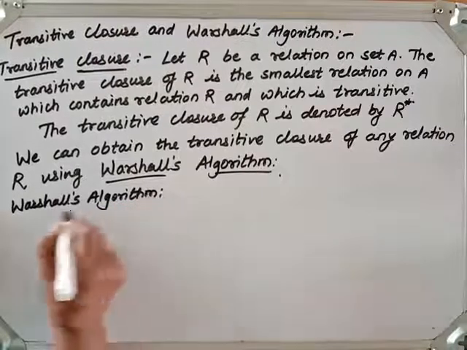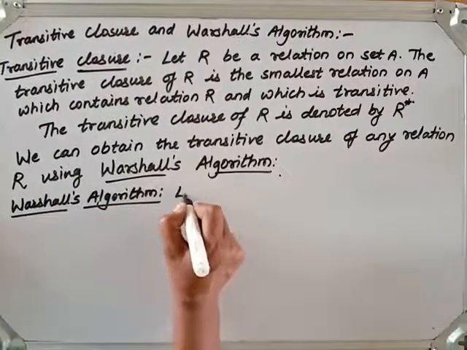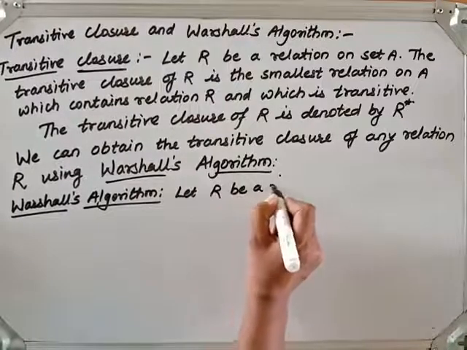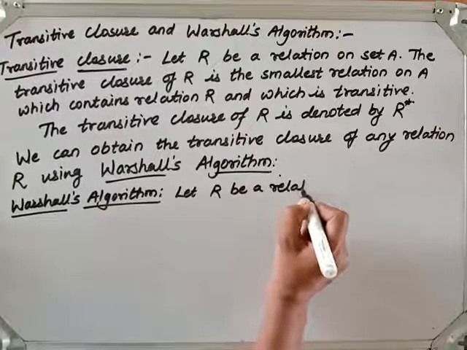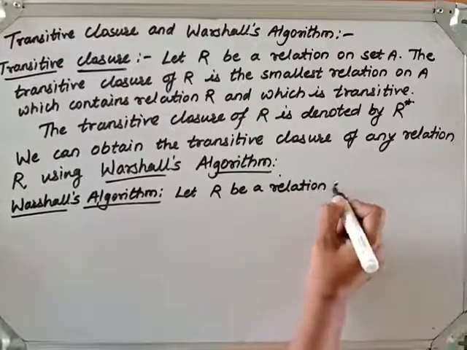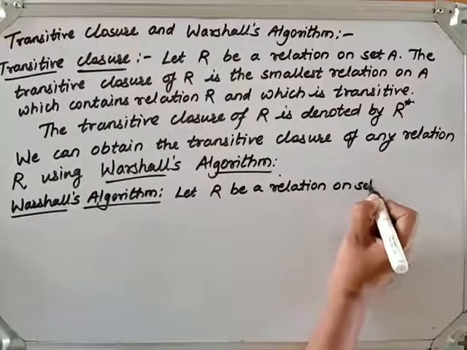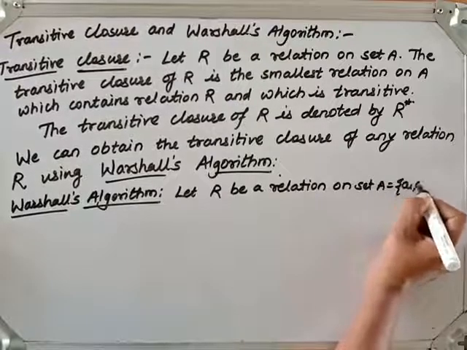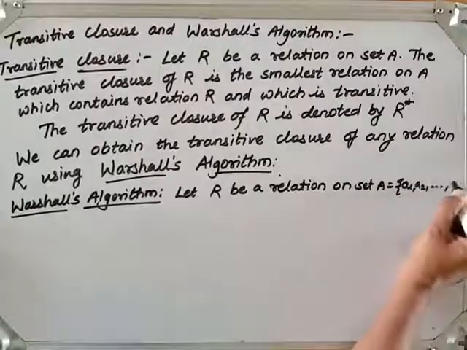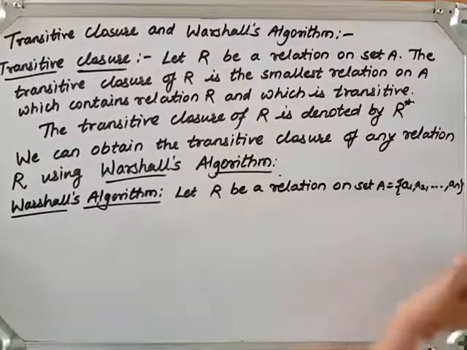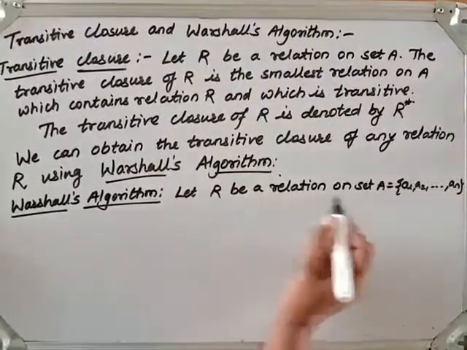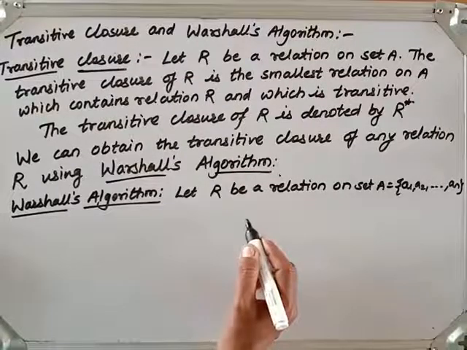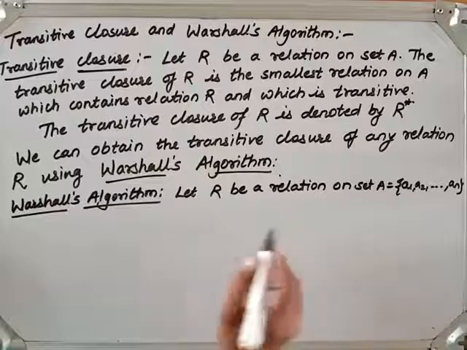We will write down that one. Let R be a relation on set A having the elements, suppose A1, A2 and so on up to An. So if R is a relation on set A having n elements, the matrix for R will be of order n by n.